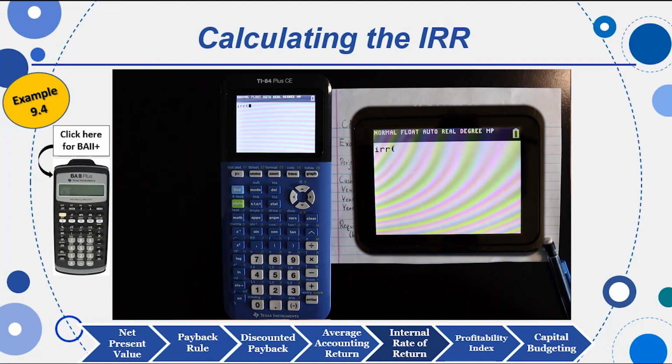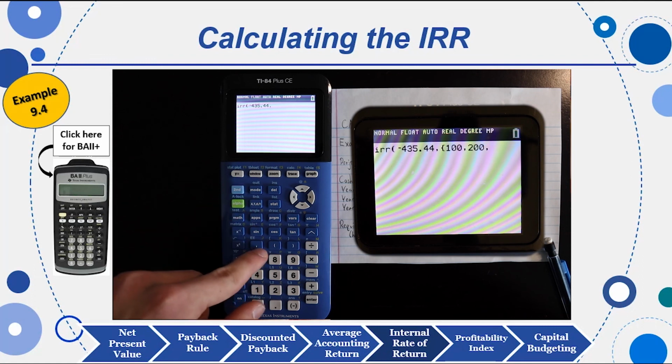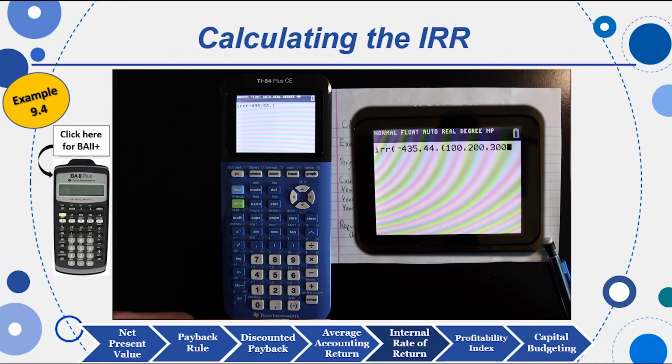So what we have to do is plug in our project cost first. You always plug in your cost first. Make sure you plug that in as a negative. So I'm going to type negative 435.44. Now you have to type in a comma before you list your projected cash flows. At bracket, which is second left parentheses. And now start typing in your year 1, year 2, and year 3 values.